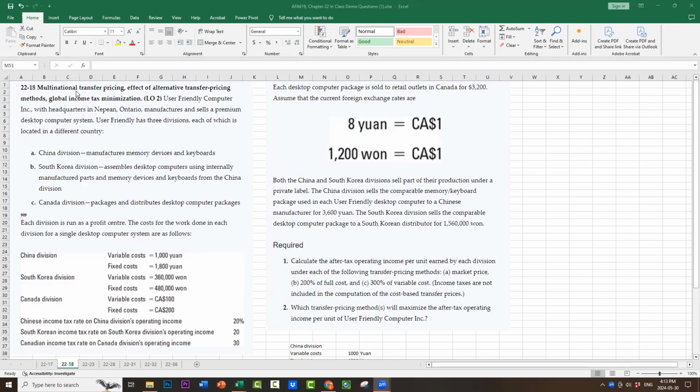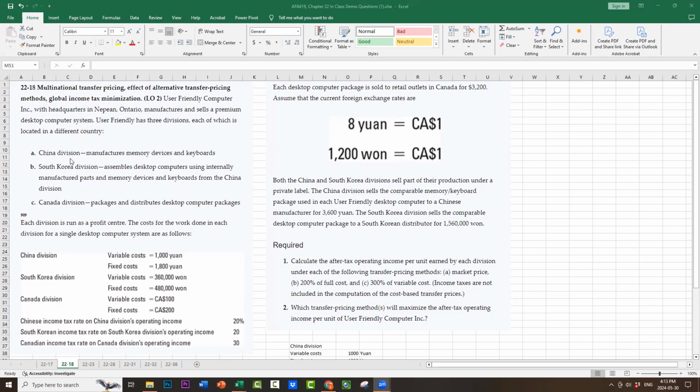22-18, multinational transfer pricing, effect of alternative transfer pricing methods, global income tax minimization. User-Friendly Computer, UFC, with headquarters in Nepean, Ontario, manufactures and sells a premium desktop computer system. UFC has 3 divisions, each of which is located in a different country.